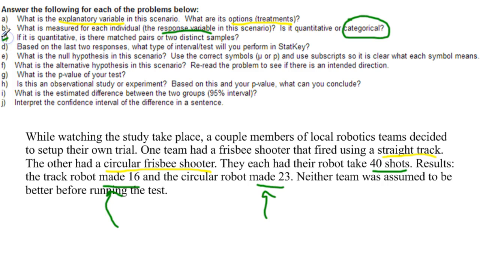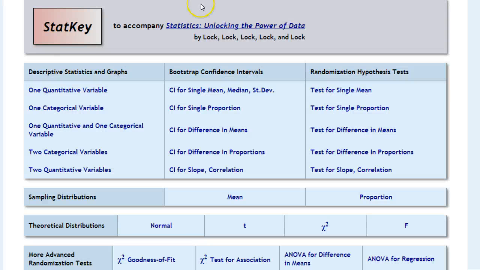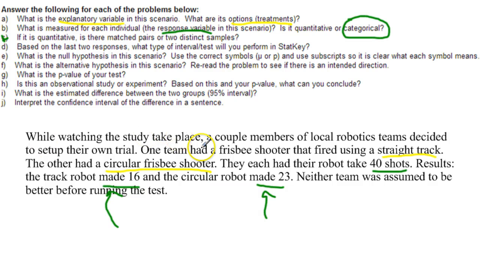Part C says if it is quantitative, so we're going to skip it, because it is not. It is categorical. Part D, based on the last two responses, what type of interval or test will you perform in StatKey? You're going to perform the test of the difference of proportions. The confidence interval and test for the difference of proportions requires you to have two unique proportions that you're comparing. In this case, we have something out of 40. The track robot was 16 out of 40, and that's a proportion, and the circular robot has 23 out of 40. That's a second proportion. Those are the two proportions that we are going to compare. So again, we're going to use difference of two proportions for Part D.